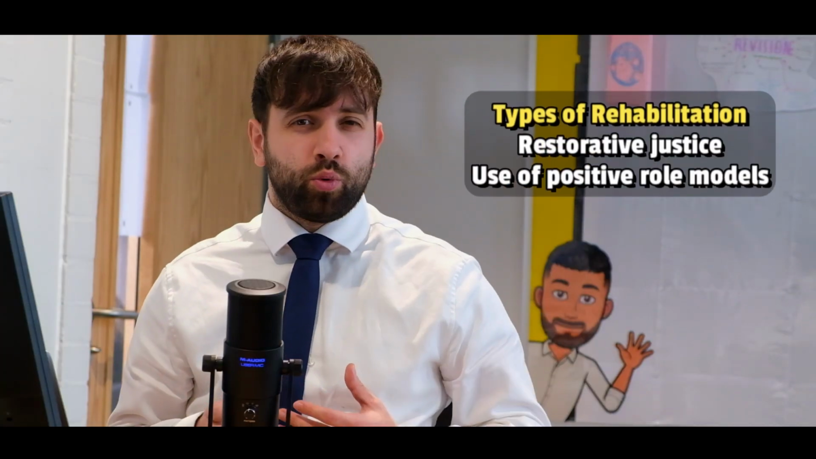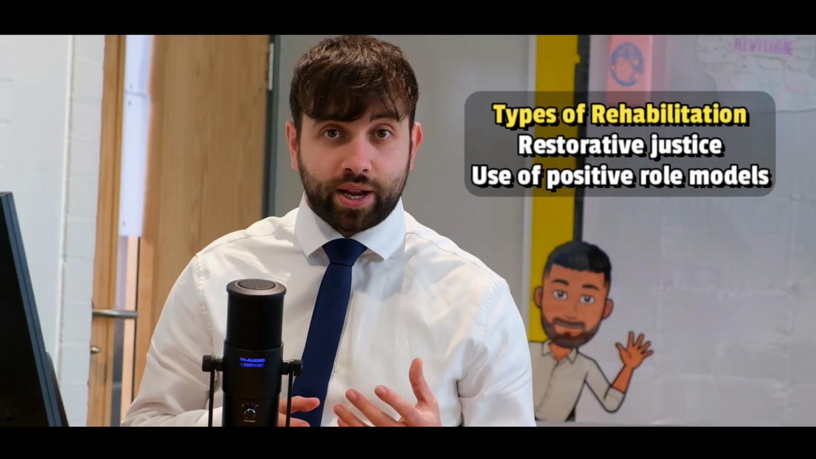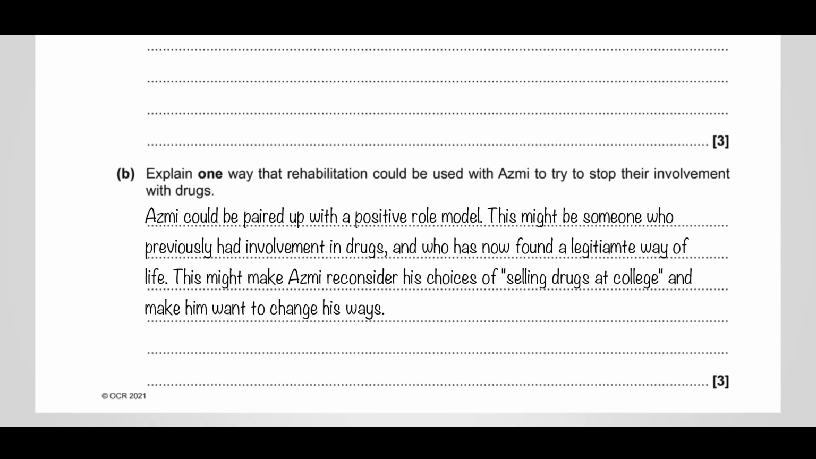So for this, I probably wouldn't go down restorative justice, being when the perpetrator meets the victim of their crime. I'd probably go down the route of talking about use of positive role models. So for example, I would pair Asmi up with somebody who has a history of dealing drugs or some involvement in the drug world, and make sure that this person is a positive role model, somebody who's maybe moved on from that and has found successes in a legitimate way. This might show Asmi that, you know, they aren't trapped in that lifestyle of constantly doing drugs. They can actually make it elsewhere.